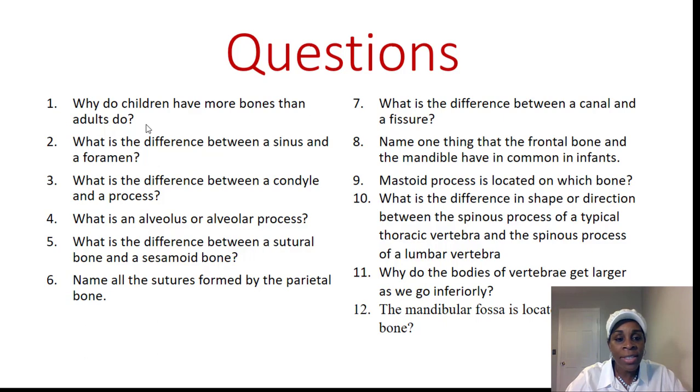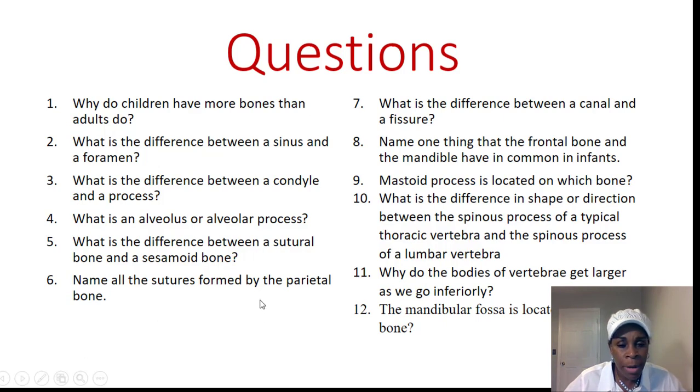Alveolus, alveolar process. Alveolus is just an area on which there is a tooth. So your mandible and maxilla will have the alveolar process. The difference between a sutural bone and a sesamoid bone. Sutural bones are little tiny bones, very small, sometimes like sand between flat bones. But sesamoid bones are little tiny bones that grow, for example, your patella is a sesamoid. It's a bone that grows between bones that have a lot of pressure. Because you sit on your knee a lot, you have a lot of pressure. So you have sesamoid bone.